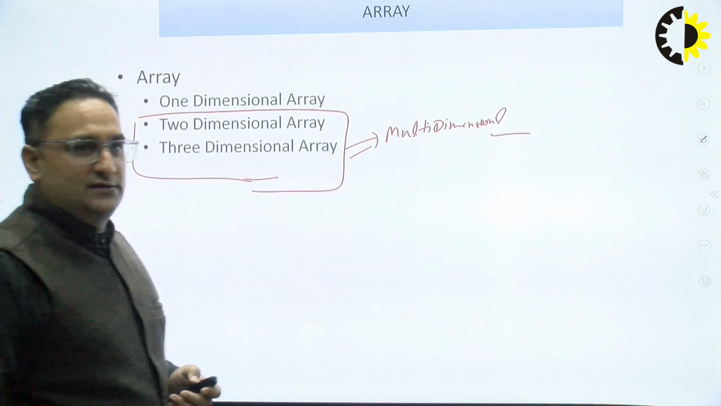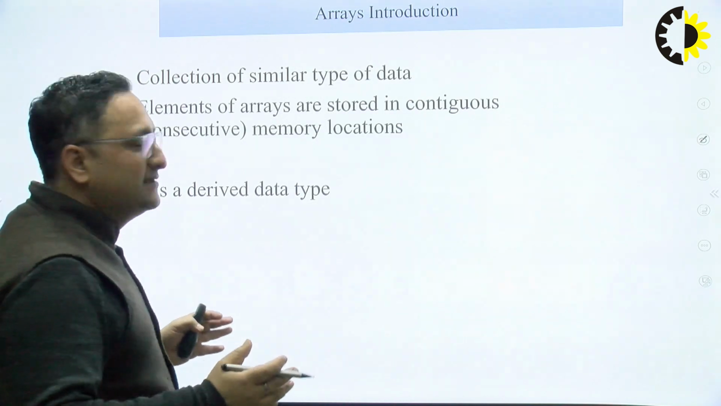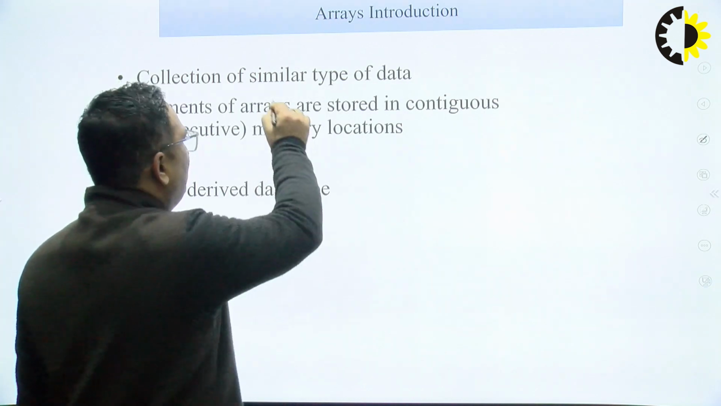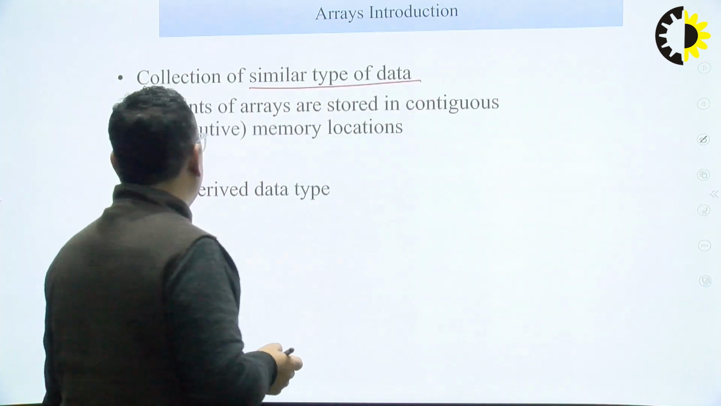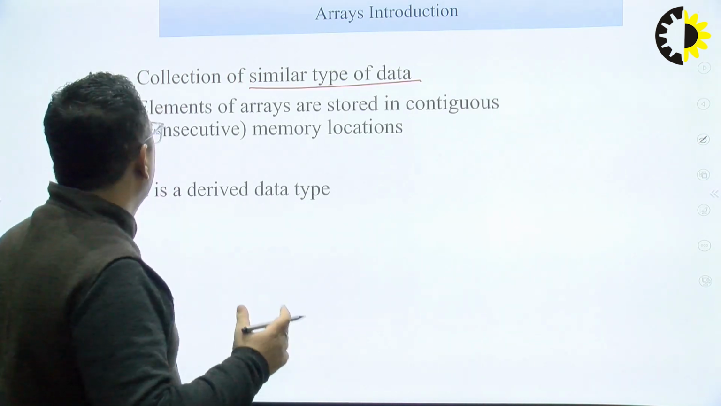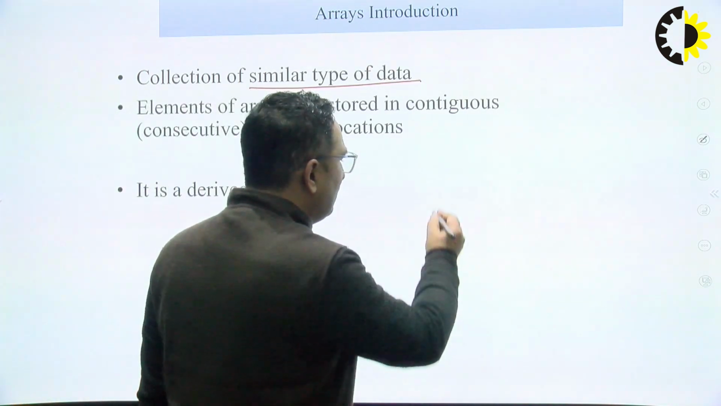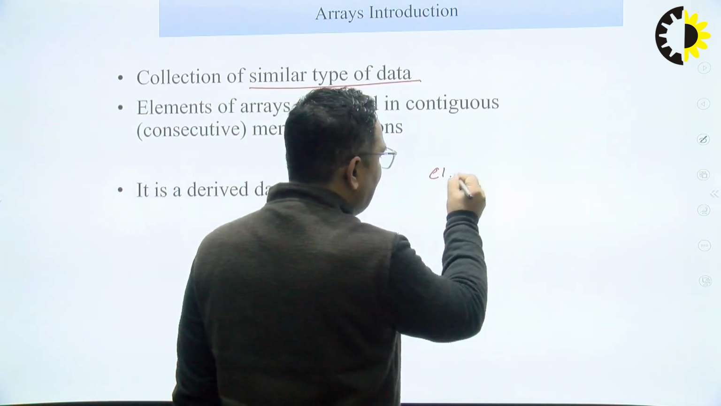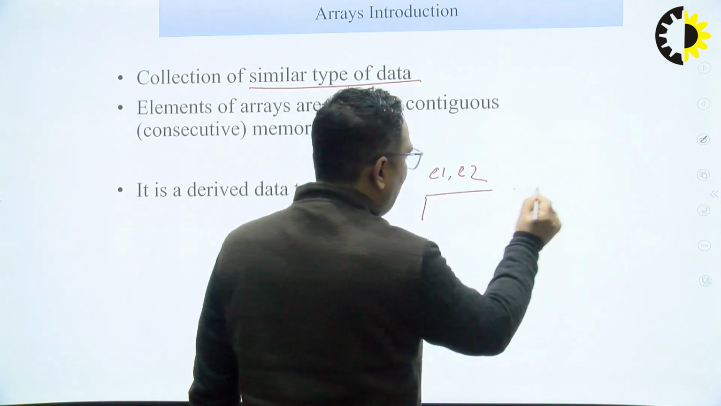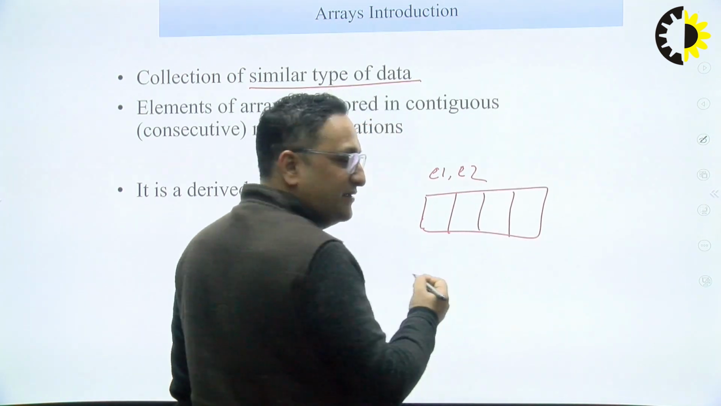As an introduction, what is an array? It's a collection of similar data type elements. Elements of arrays are stored in contiguous, meaning consecutive, memory locations. Let's suppose there is one element E1 and the second element is E2. The storage in memory for E1 and E2 will be in contiguous memory locations.